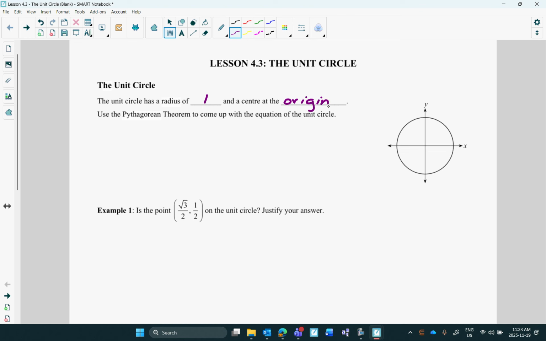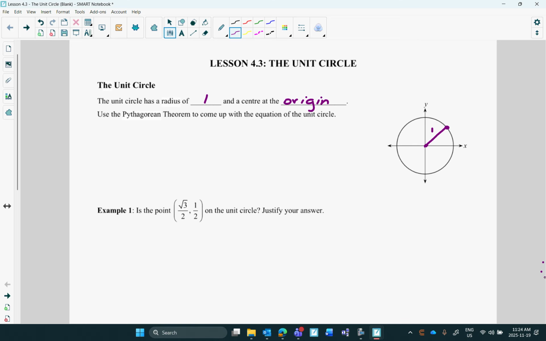So here's a circle. The center is at the origin, and the radius from the center to any point on the circle is 1. That's why we call it unit. Unit means 1. Now, what we need to do to help us do trig ratios and trig equations is find points on the unit circle. I need to figure out, is a point on the unit circle? And if it is, I can use it to do some trig.